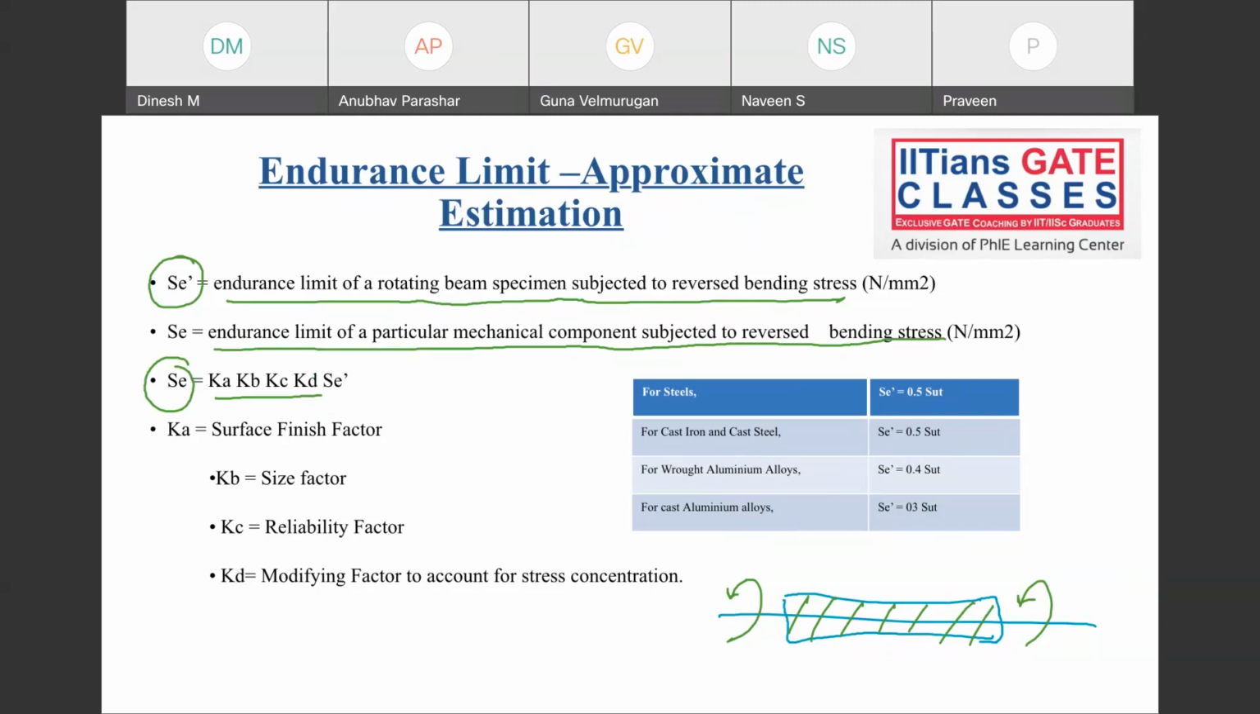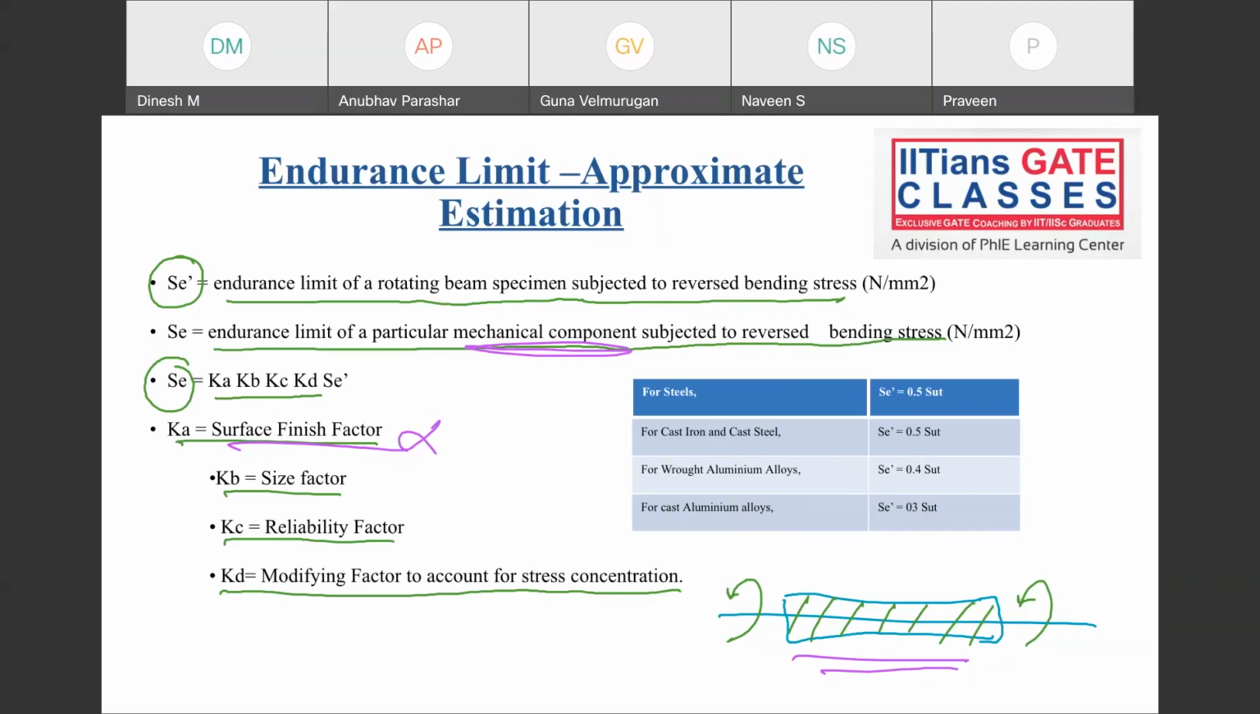Okay, so let us see what exactly Ka, Kb, Kc, Kd are. Ka is the surface finish factor, Kb is the size factor, Kc is the reliability factor, and Kd is the modifying factor to account for stress concentration. We can understand here that the surface finish of the rotating beam specimen and the actual mechanical component will not be the same, because they have been manufactured at two different manufacturing facilities using different manufacturing processes. So definitely the surface finish will not be the same, and we have to multiply by the surface finish factor.